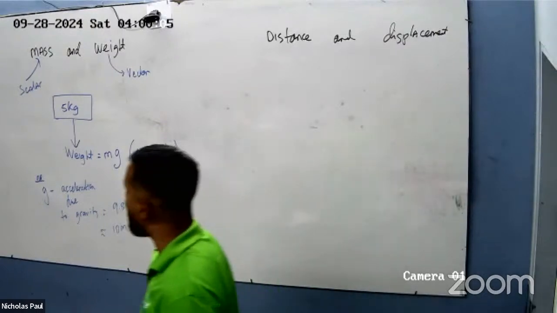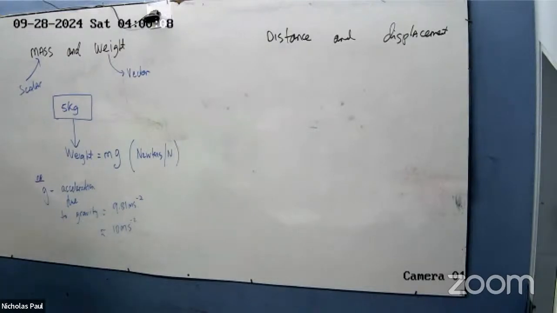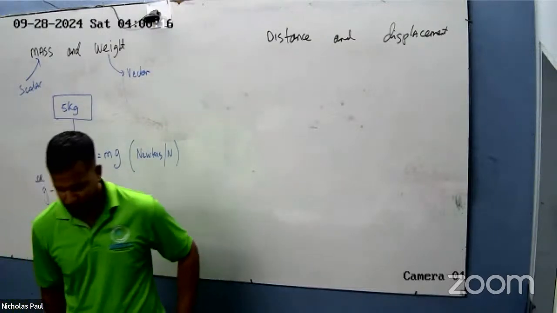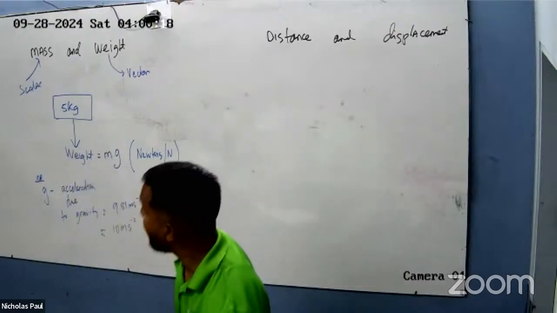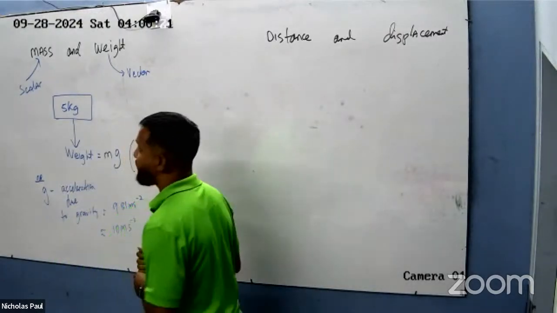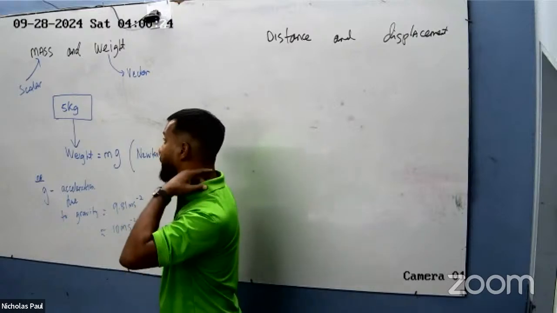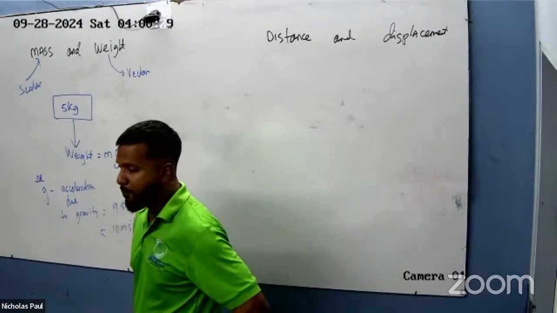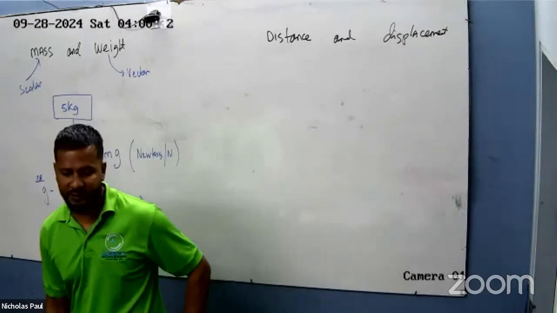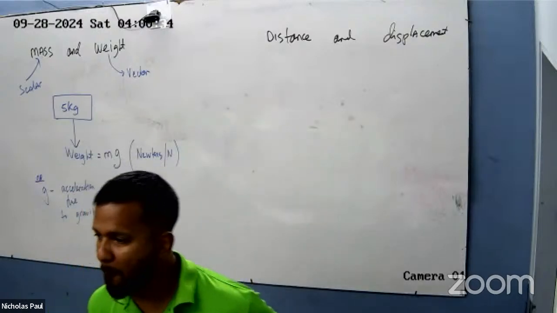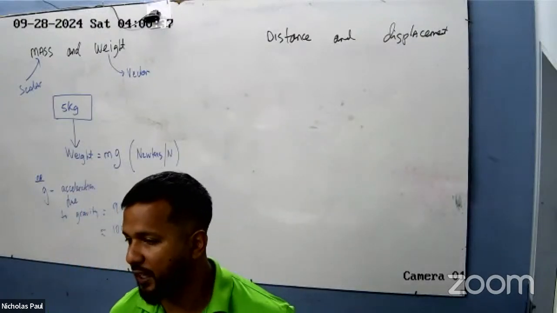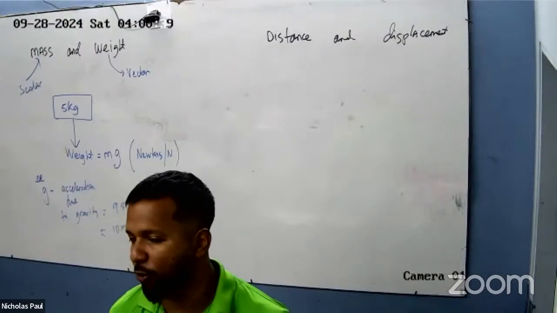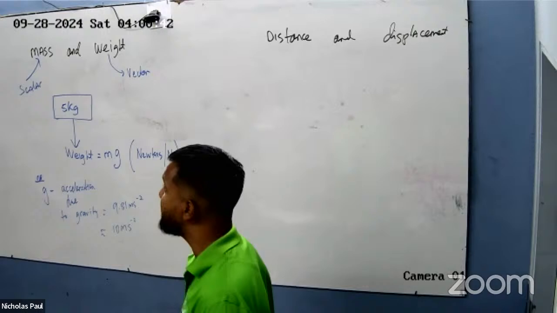All right, take a small note. The mass of an object is the amount of matter it contains. Full stop. SI unit, kilograms.